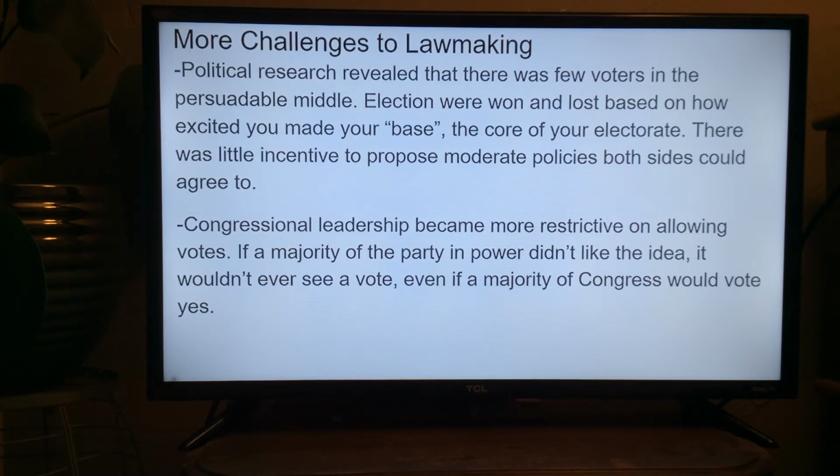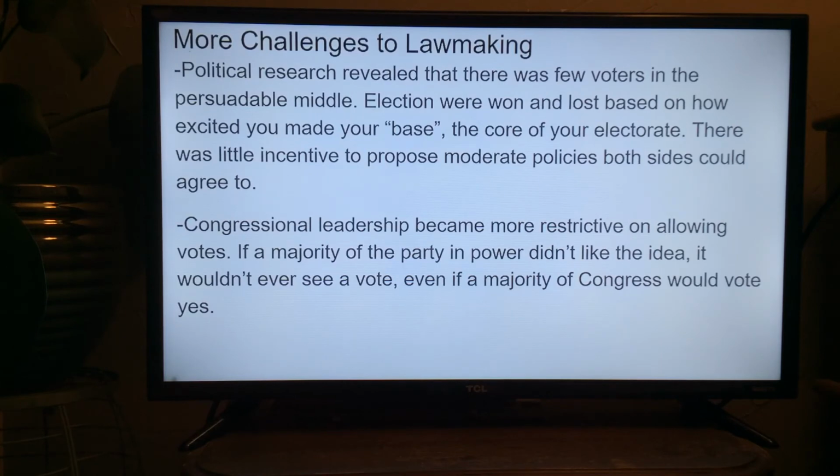Especially in the House, a majority of the majority party has to like the idea for it to have any chance of seeing a vote. If there is no support in them, or if there's not majority support in the majority party, then your bill will never even see a vote, even if you could probably get a majority of all the people in Congress to vote for it. So think about the House of Representatives right now.